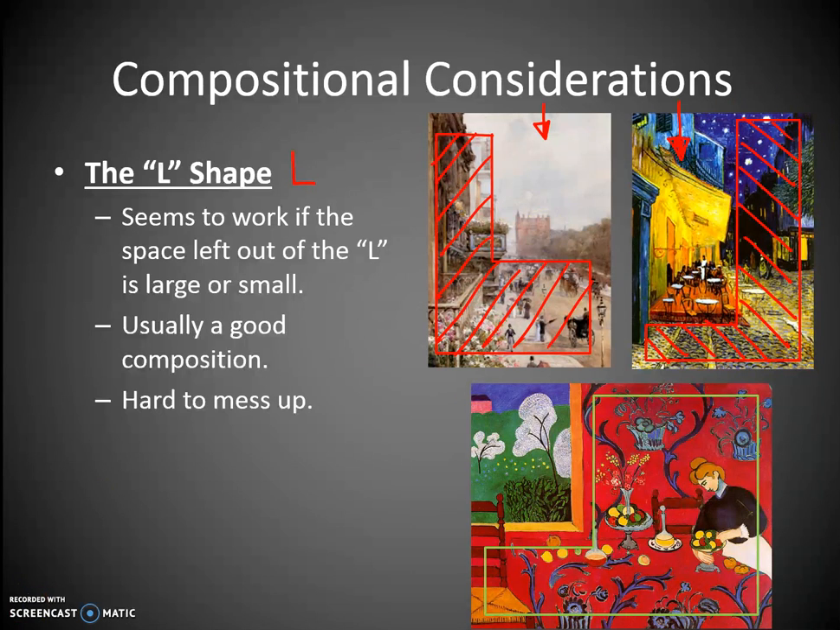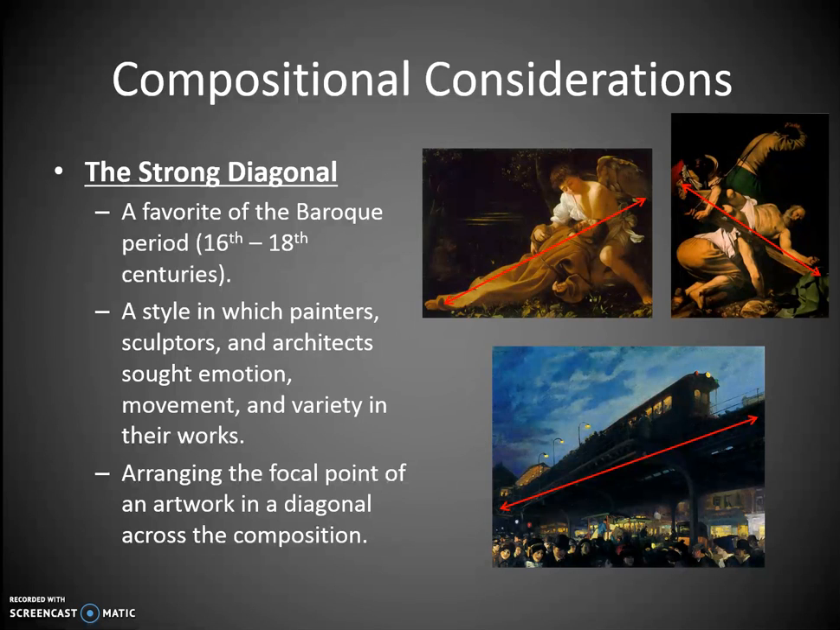Moving on to our last compositional consideration. This is the strong diagonal, which we're going to be using, you guessed it, a diagonal line to represent that we are using a diagonal composition. Now, like the Renaissance had the golden triangle, the Baroque period had the strong diagonal. This is a style in which painters, sculptors, and architects really were seeking emotion and movement in a variety of their works. So they weren't just happy with having their subjects be kind of stagnant. They wanted to create more sense of visual movement. They wanted to create more dynamic compositions instead of just, hey, look, this is what this is. Now they wanted to elicit more emotion, use their space more.